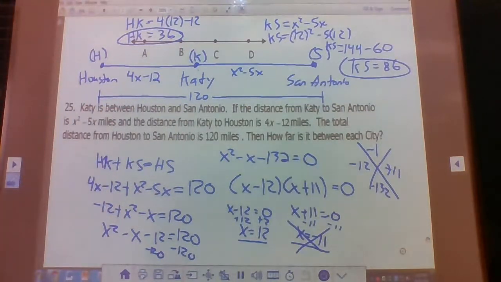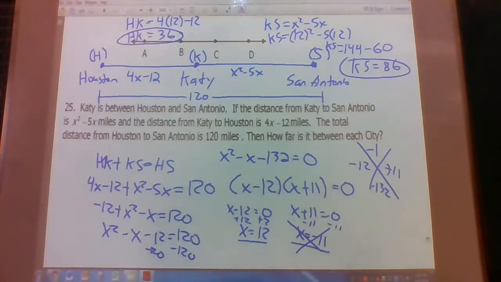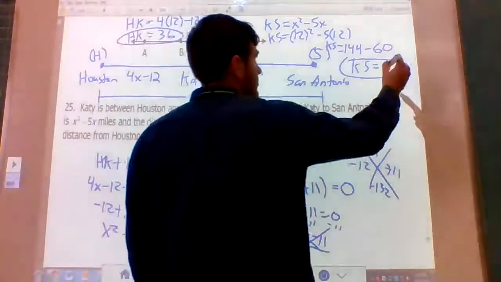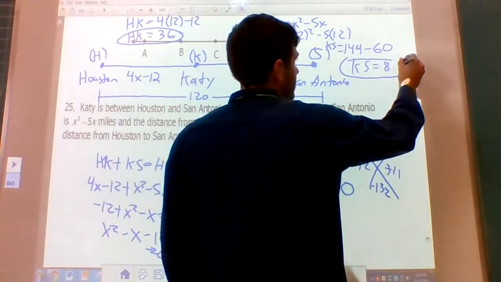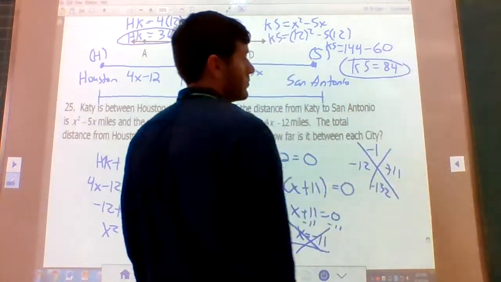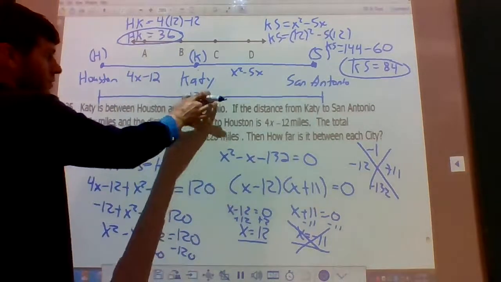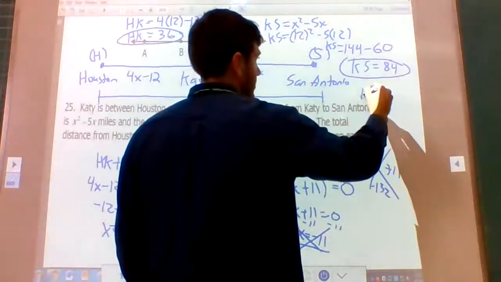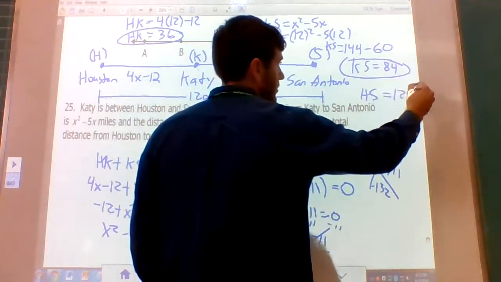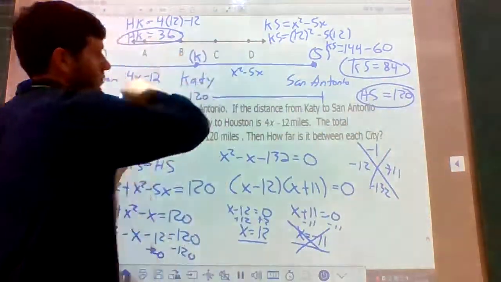Okay, and what's 36 plus 84? I'm sorry, what did we do wrong? Come on now. All right, 84 plus 36 is going to give us 120. So HS, Houston to San Antonio, is 120. So there's our three distances.